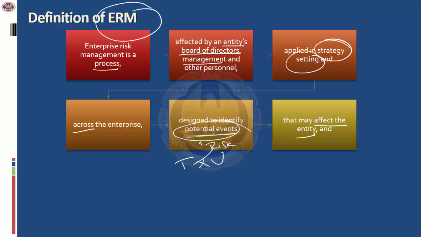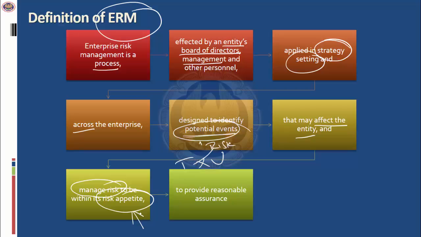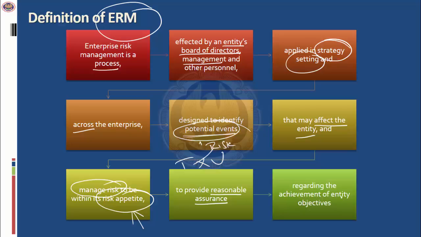For example, there's a fire. So what is the impact of the fire on the data center, on the business? So the business will not be able to provide the service to the customers. So when you're implementing a system of enterprise risk management, you need to ensure that these risks are managed. And the key word here is risk appetite. So every enterprise has to have a risk appetite, and this is set by the board of directors. And enterprise risk management will help the management to provide reasonable assurance regarding the achievement of the entity objectives.